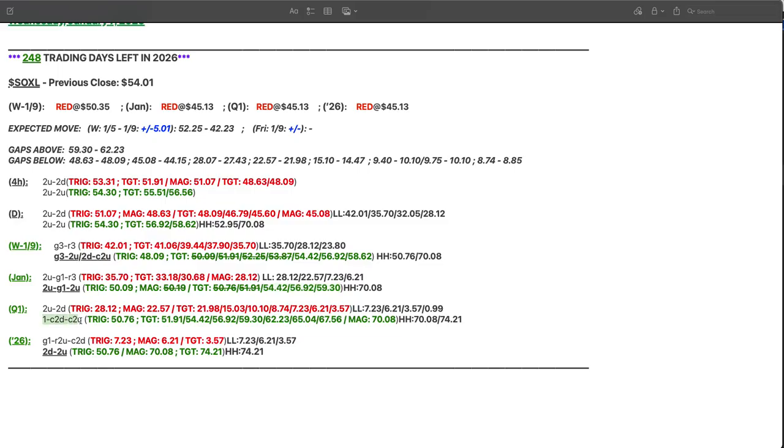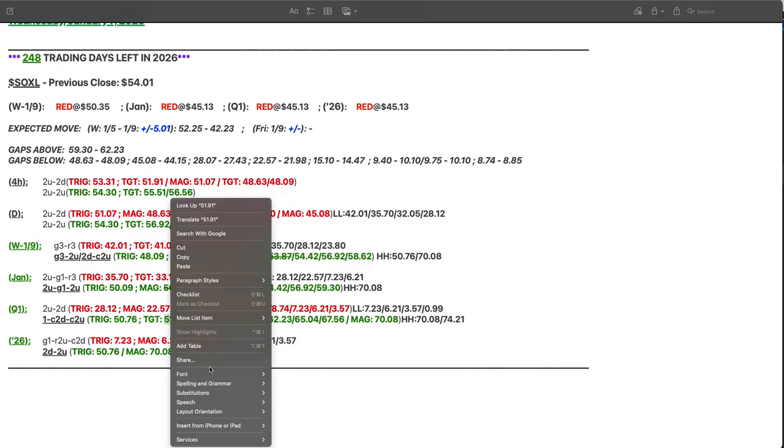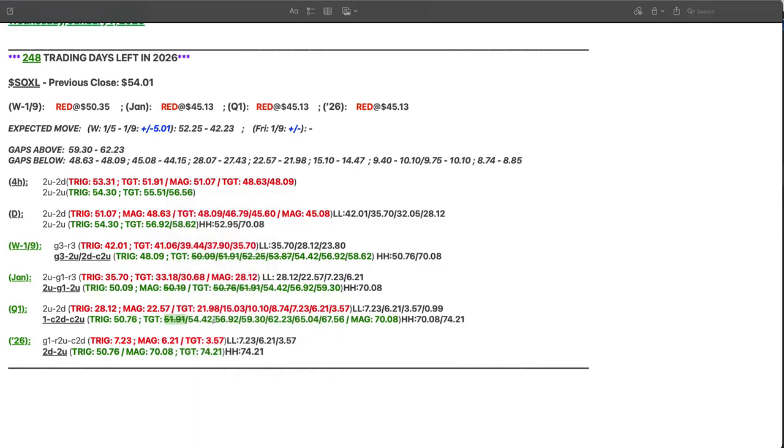The quarter, we're in this 1 combo 2 down, combo 2 up. Not sure why that's not bold and underlined because it is in force. We triggered it at 50.76, and we've taken out 1 target so far. Right, so we've still got the extended targets out here on the quarter with the ultimate magnitude of 70.08, and then again on the year we've triggered that 2 down 2 up. We're in force, we're above 50.76, and that magnitude of that move is 70.08 as well. All right. So there you have it, the triggers and targets for everything from a scalping perspective all the way up through the 1-year chart.